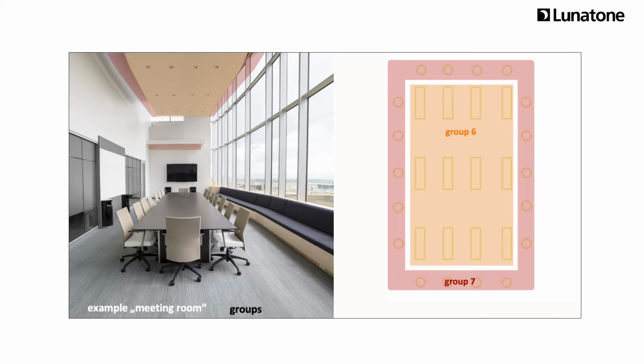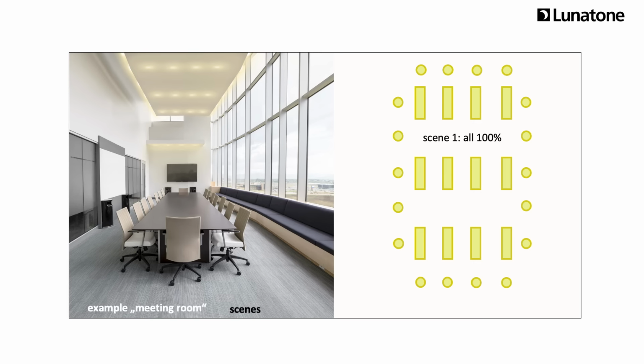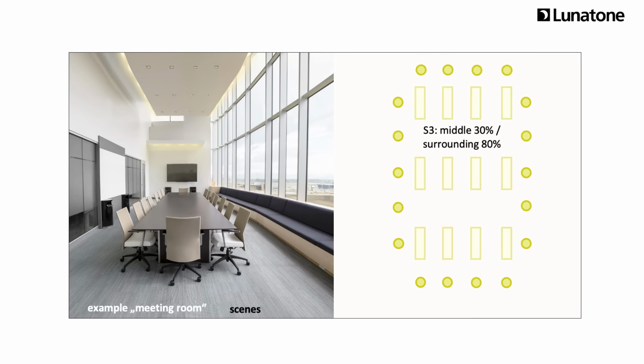After setting up the groups, we can now proceed with creating scenes. For scene 1, all luminaires are set to a light level of 100%. In scene 2, only the middle lights, our group 6, is at 100%. The surrounding spots, our group 7, is switched off. Scene 3 sets the middle ones to 30%, the surrounding spots to 80%.